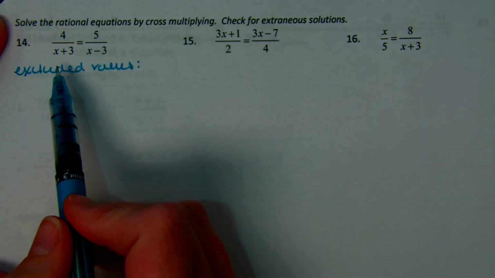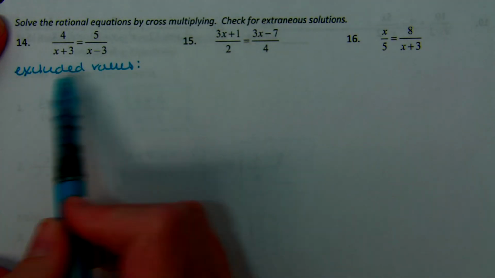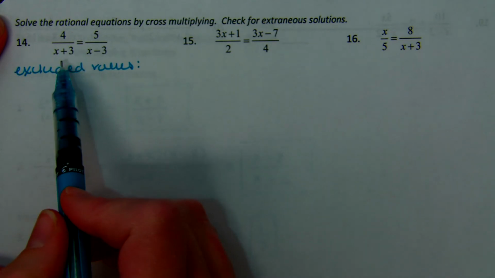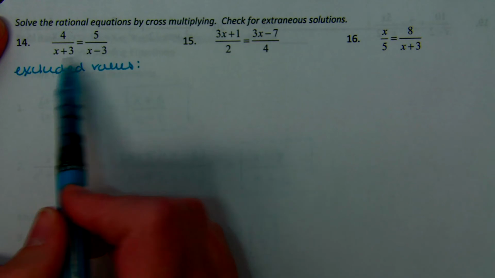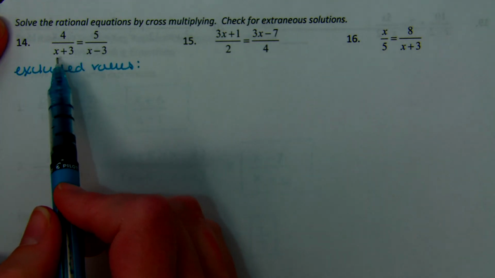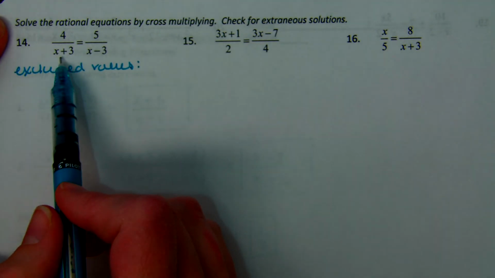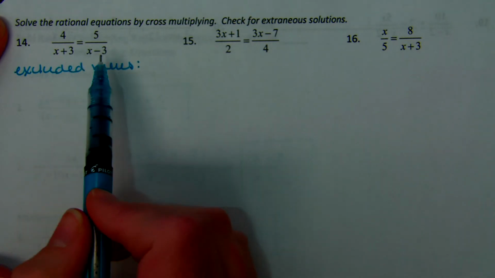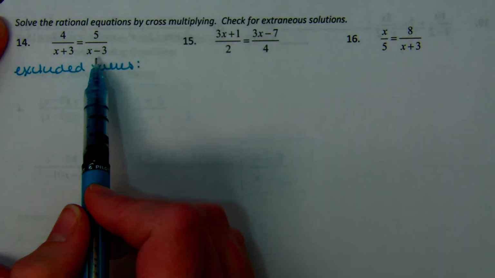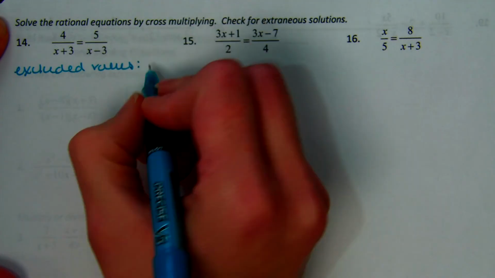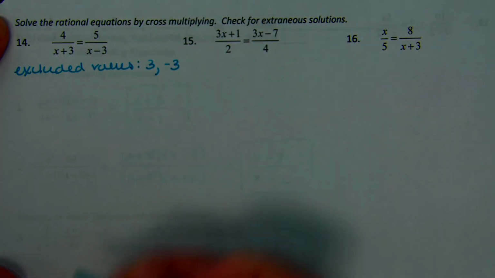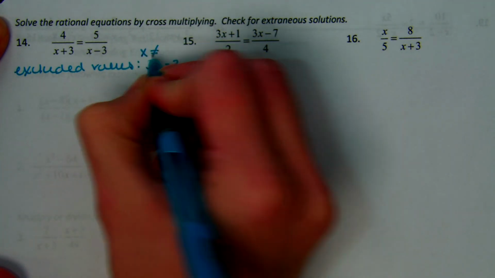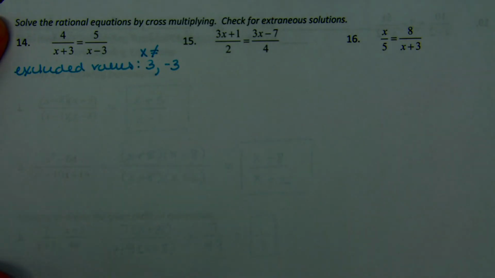Remember that you cannot have 0 in the denominator of a fraction. So before we mess with these at all, what we do is we look at the denominators and we say, okay, are there any numbers that are going to make either of those denominators 0? And in this case, the answer is yes. -3 would make this denominator 0, and +3 would make this denominator 0. So my excluded values are 3 and -3, right? X cannot equal either of those numbers.